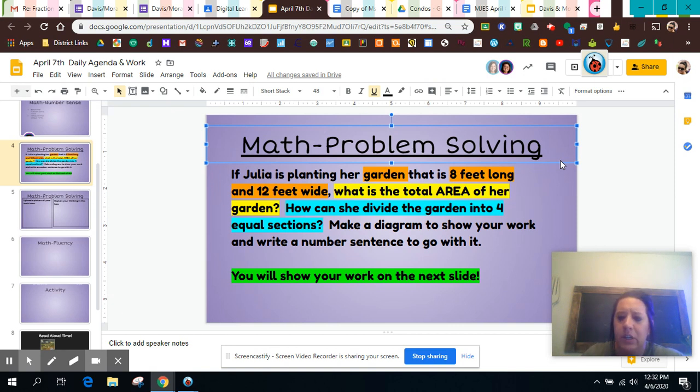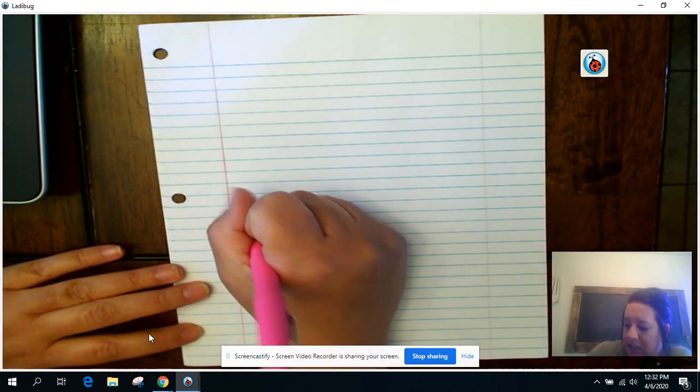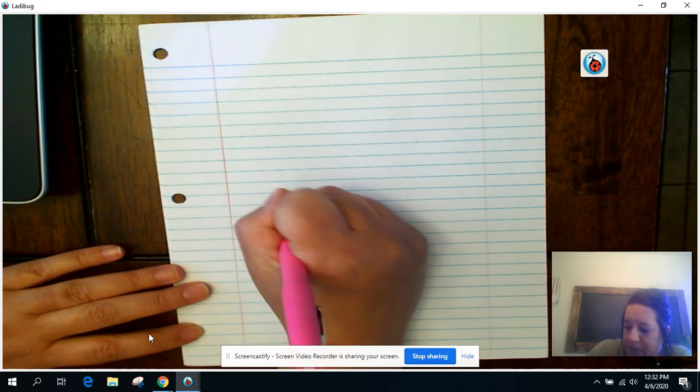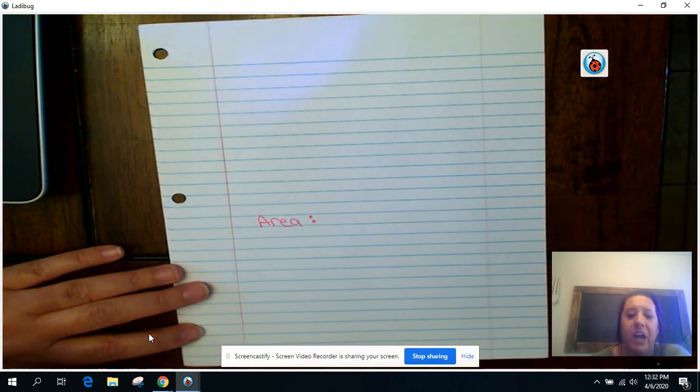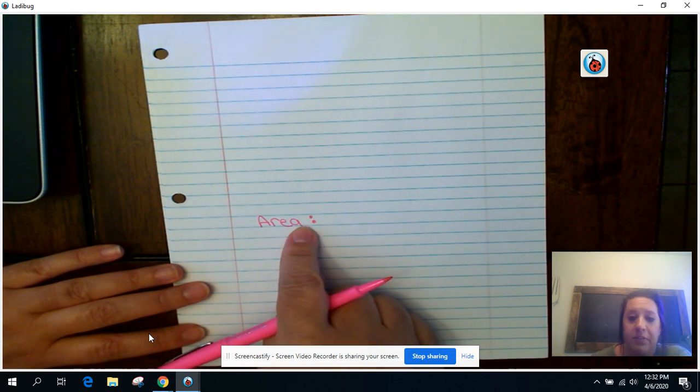So I am going to move over to my document camera and I am going to show you how I might start to attack this problem. First off, I want to think about what it is asking me to do and what I know that's going to help me solve this problem. So I know it's asking me to find the area of her garden. I know at some point I'm going to have to find the area.